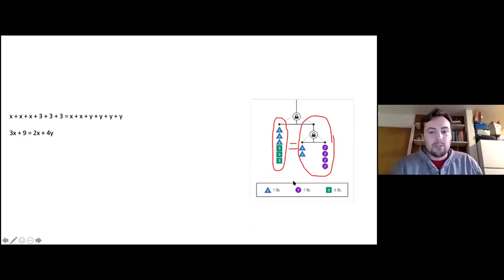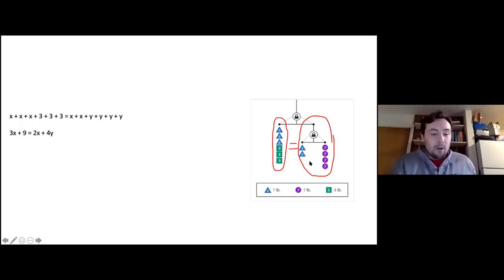If we write out what this whole side was, we had x plus x plus x plus 3 plus 3 plus 3, which is written here. You also had x plus x and y plus y plus y plus y, and they're equivalent because they have to balance. So the left side of the hanger equals the right side of the hanger. If you combine like terms and simplify, we get 3x, because you combine the x's, combine the 3's to get 9, equals 2x plus 4y.